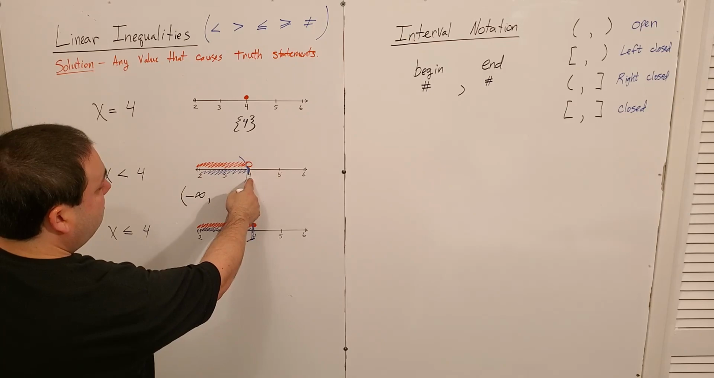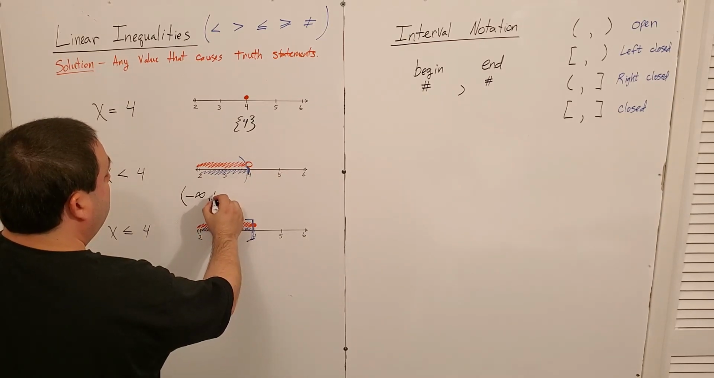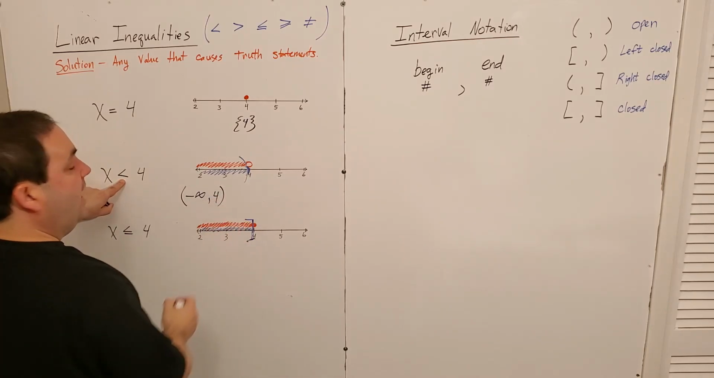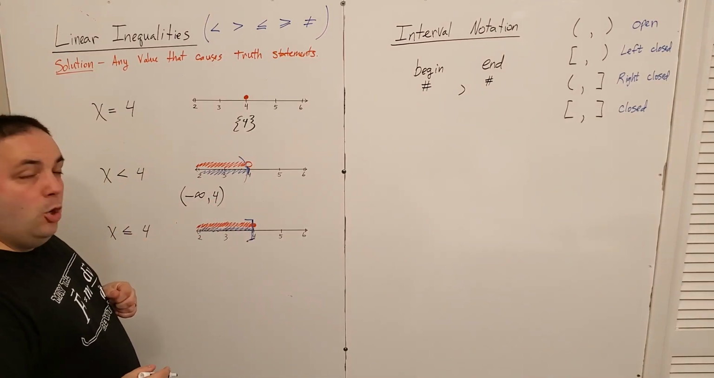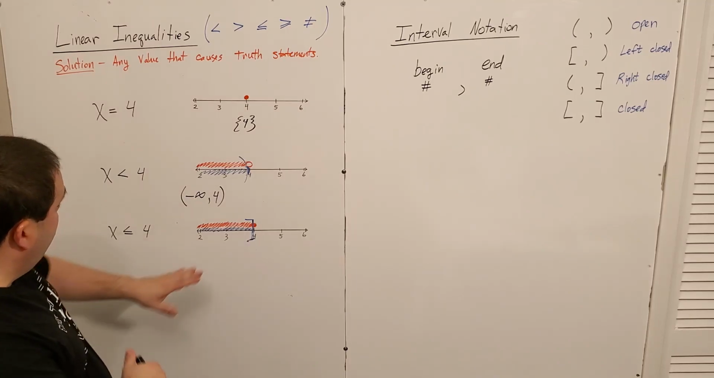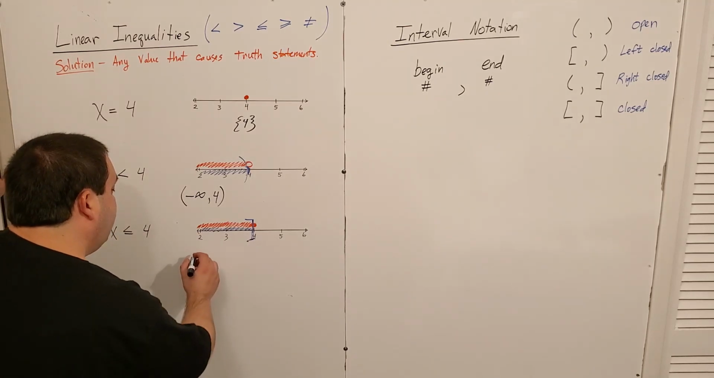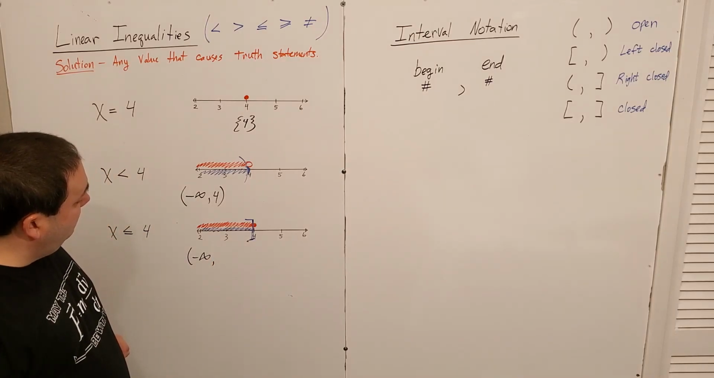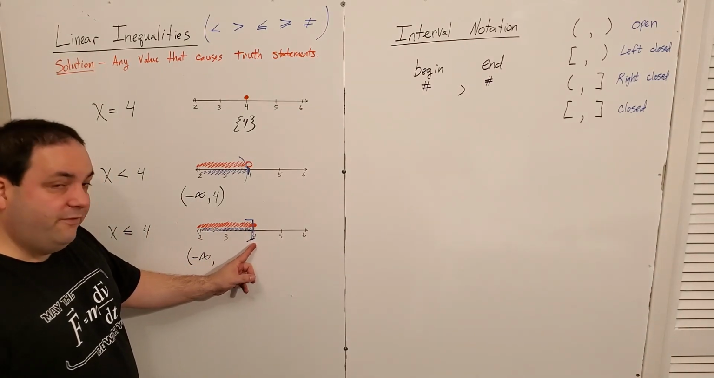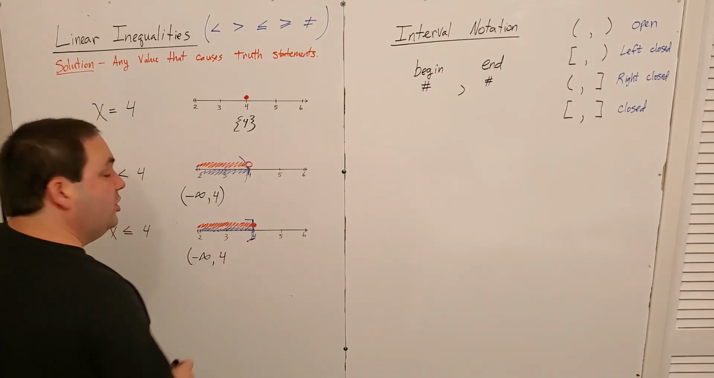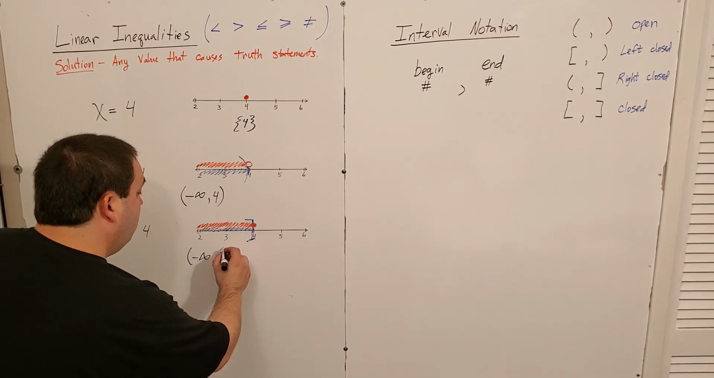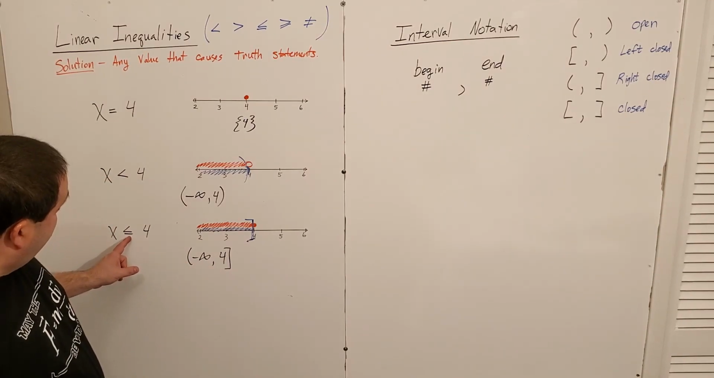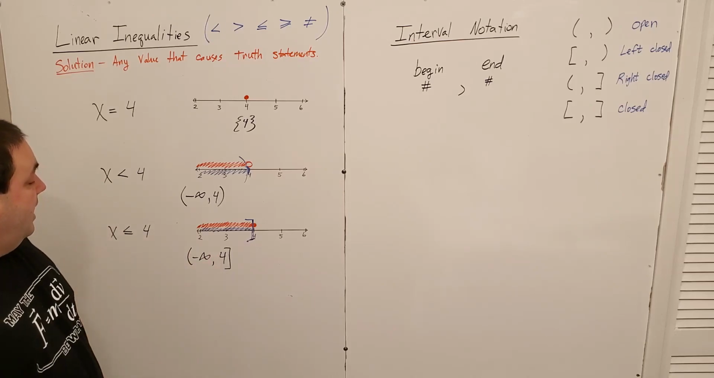Where does it end? It ends at 4. In this case, it's not equal, so I would leave that open. So I have a completely open set. In this case right here, I would again start with negative infinity, because that's the left-hand side, and it would go all the way to 4 again, so 4 is my ending number. And in this case, I would put the bracket there, because the 4 is actually included. It is actually equal to 4 in this set.